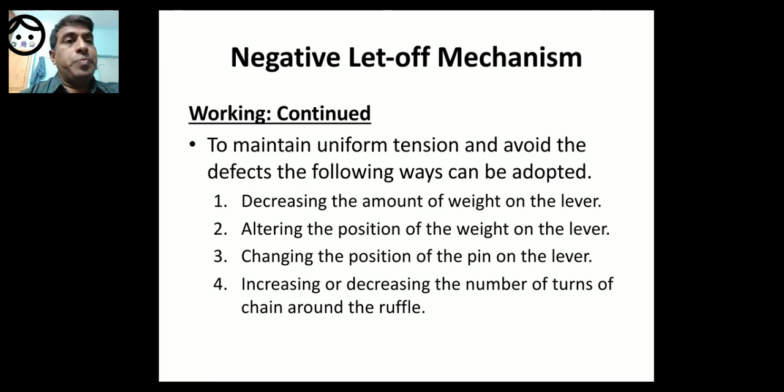So dead weight is present, and we can increase or decrease the amount of weight on the lever, and that's how uniform tension can be maintained and defects can be avoided. Second point, altering the position of the weight on the lever. I have told you this also. Altering the position of the weight on the lever means what?